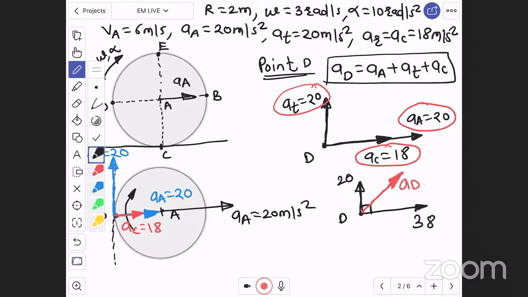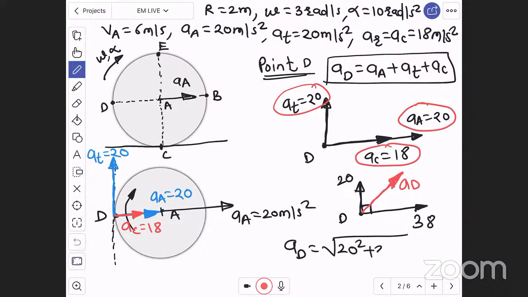Therefore we can say acceleration of D will be equal to under root of 20 square plus 38 square, which is meter per second square. Okay, solve this. Whatever may be the answer, I don't have a calculator, you have to solve this.